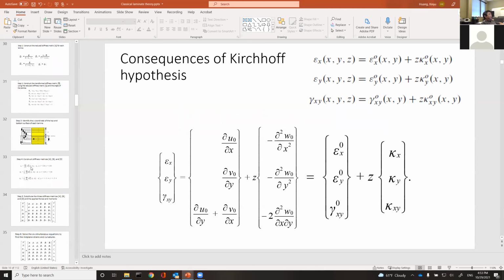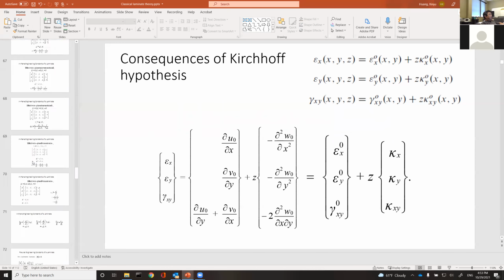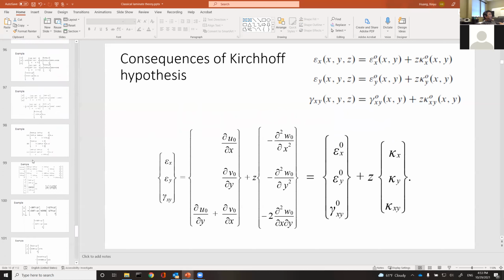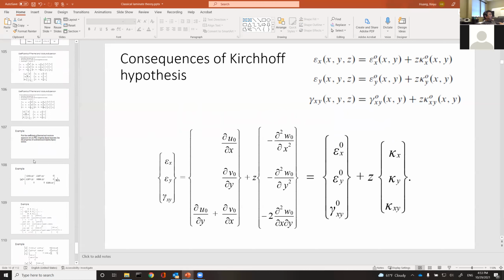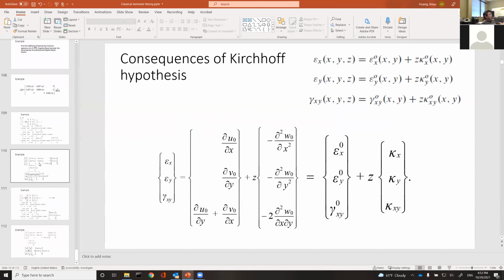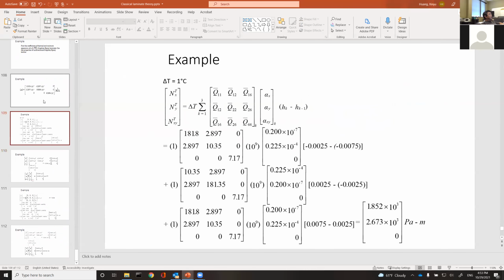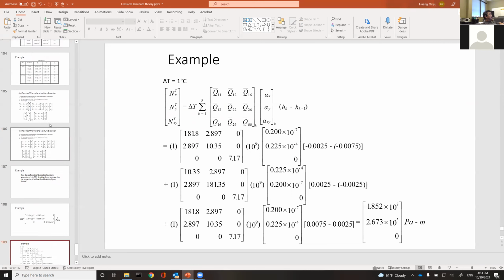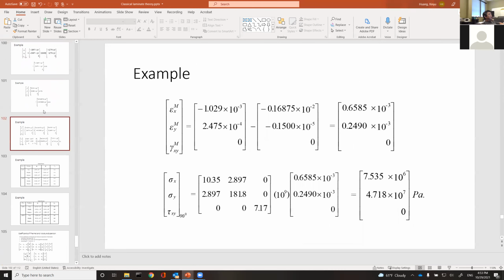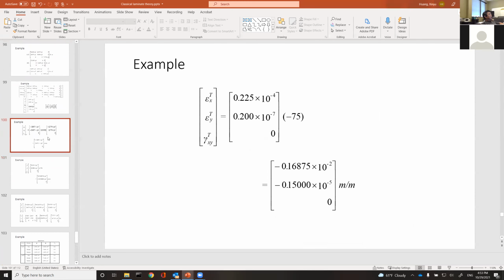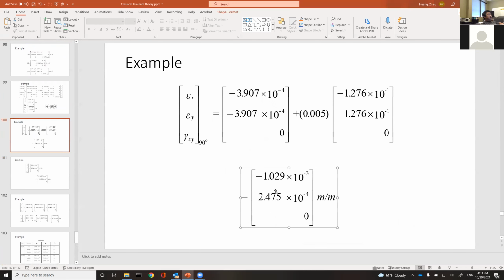So we're back to this. Once you figure out the total strain under hygrothermal conditions, you reapply the Kirchhoff assumption to calculate the total strain. That's the Kirchhoff assumption. Where is that? Right here. All right, so we know the total strain from the Kirchhoff assumption.